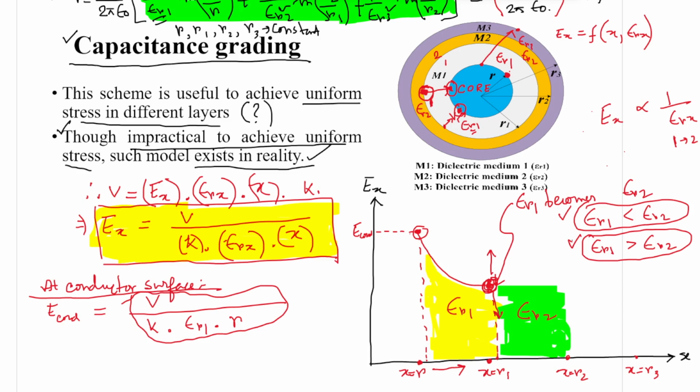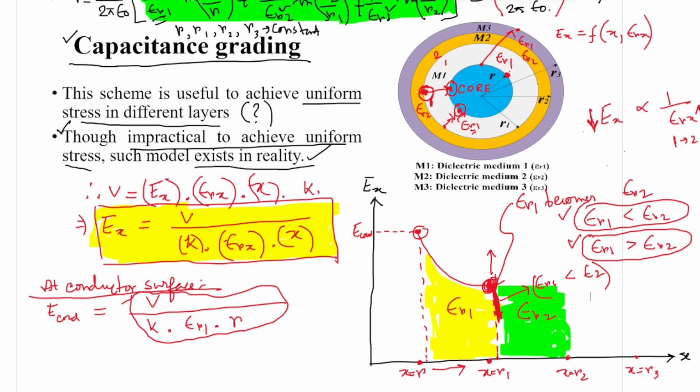Since epsilon R1 is less, your denominator increases. Since the denominator increases, the result will fall, so your magnitude will fall. So at this point, since epsilon R1 becomes less than epsilon R2, due to this change of medium you will experience a fall in dielectric stress. You will experience a droop like this. So this is the case when epsilon R1 is less than epsilon R2.